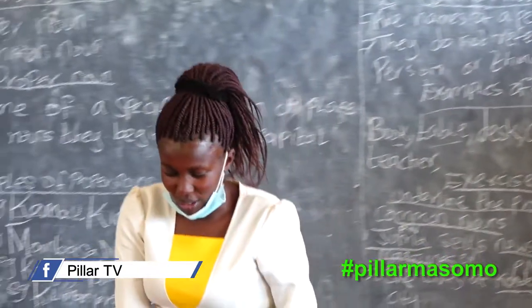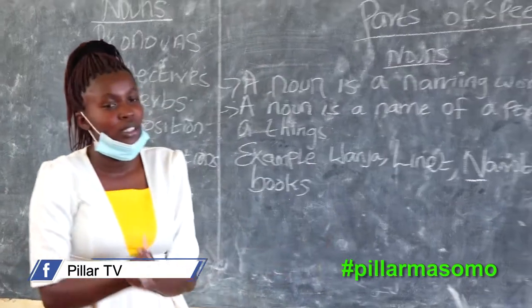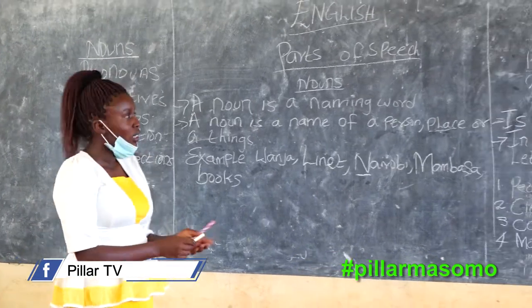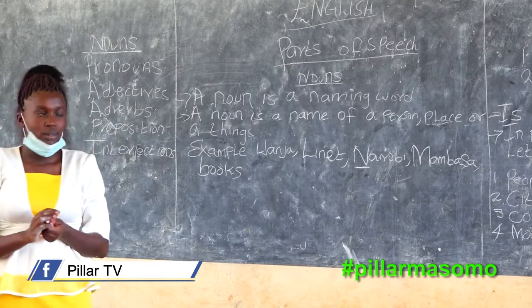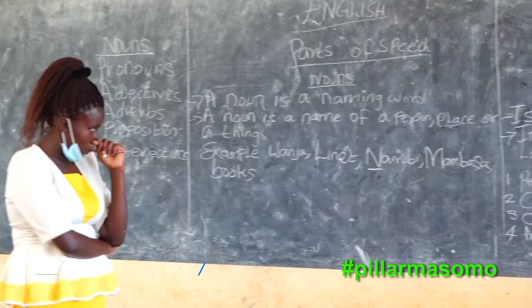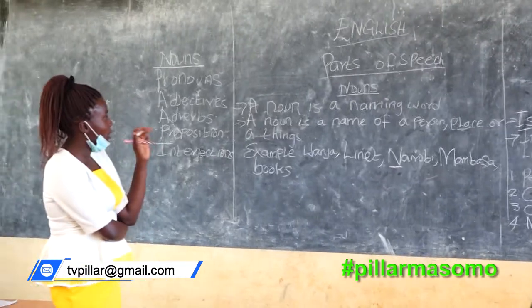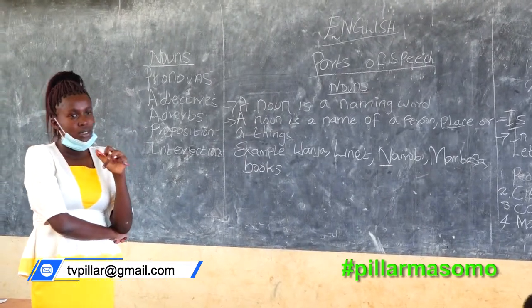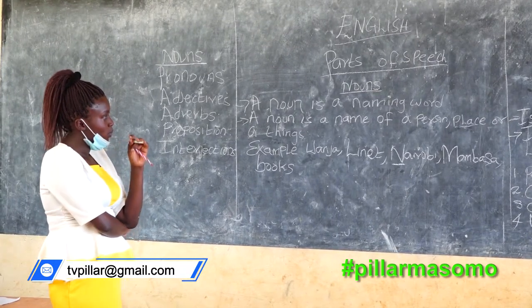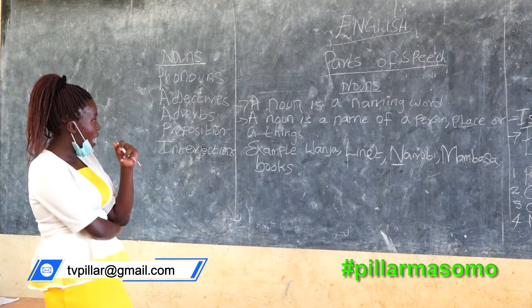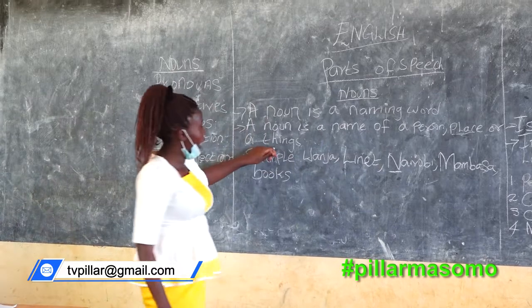So do corrections. So in today's lesson, we learned about part of speech. And we learned about nouns. What is a noun? A noun is a naming word. What else have we learned about a noun? A noun is a name of a person, place, or thing.